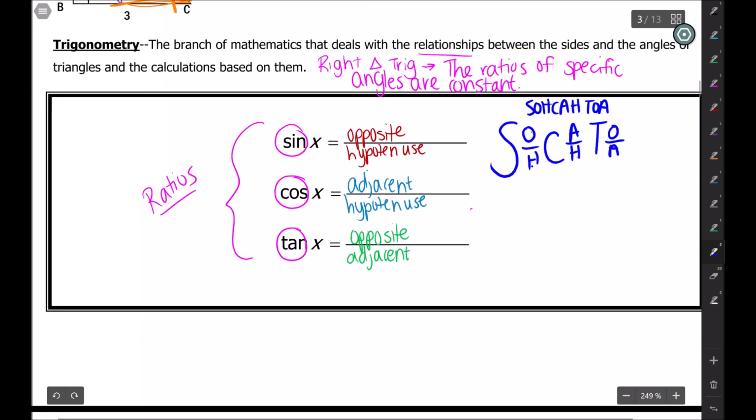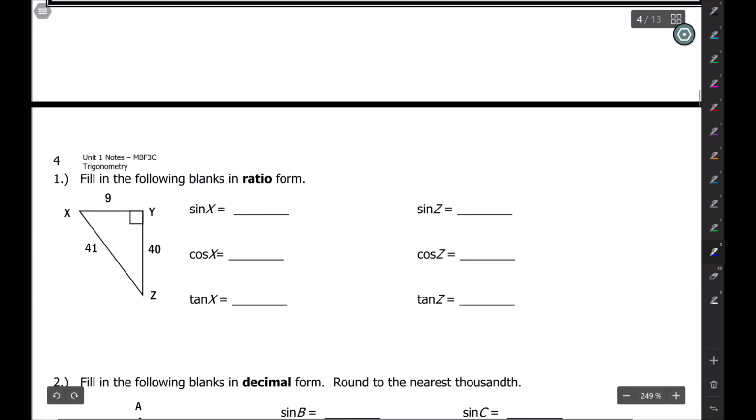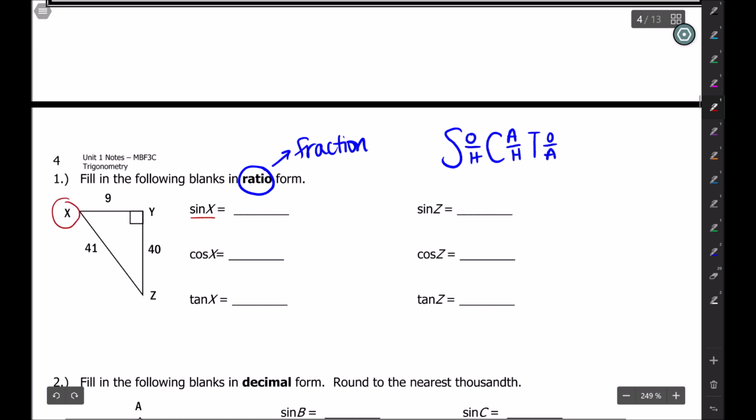All right, if you take a look right here, it says fill in the following blanks in ratio form. Ratio form means as a fraction. So the first thing we're going to do, every time we have a right triangle trig problem, is write out SOHCAHTOA, because that's going to help us out. The first thing it asks us to find is sine of x. Please use a pencil for this, because we're going to write over this and then erase it. Here x is our angle, so we're going to label opposite, adjacent, and hypotenuse based on that information.